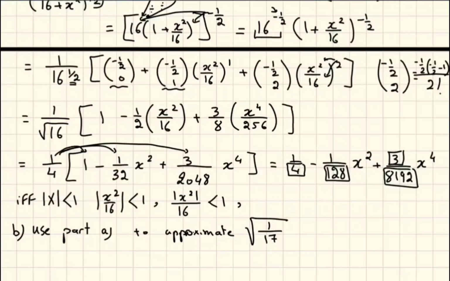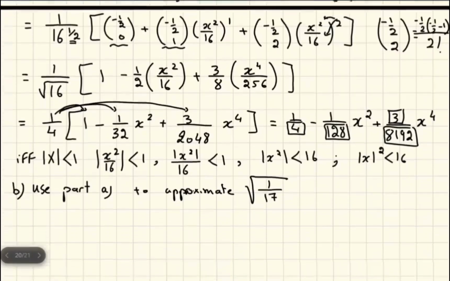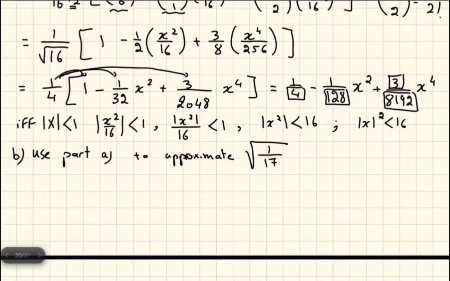Then we can multiply by 16 on both sides. We get absolute value of x squared smaller than 16. Now you can do square root on both sides. Absolute value of x will be smaller than 4, so x will be between -4 and 4.